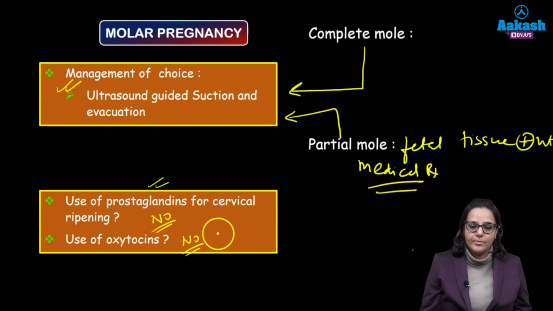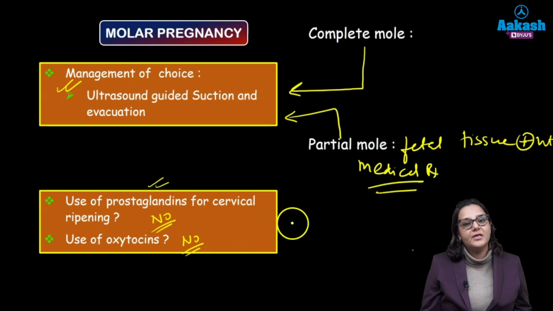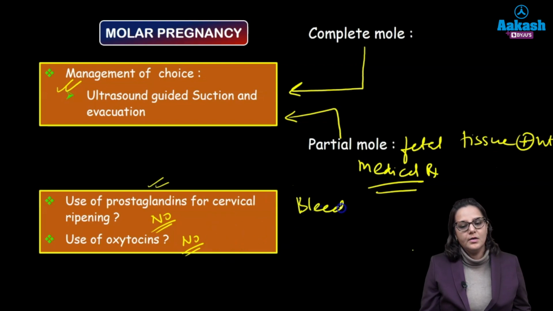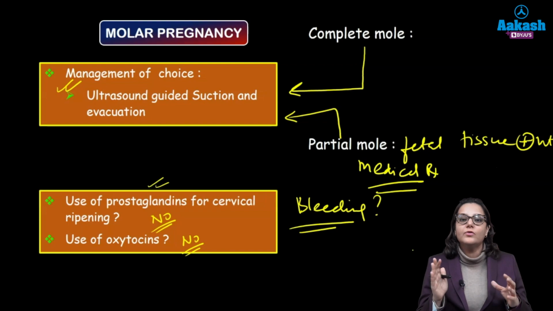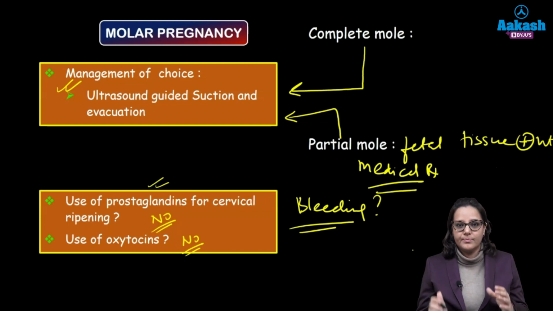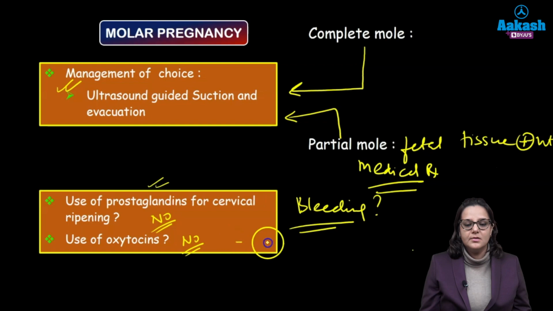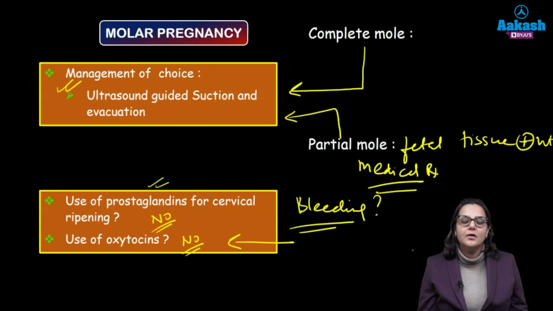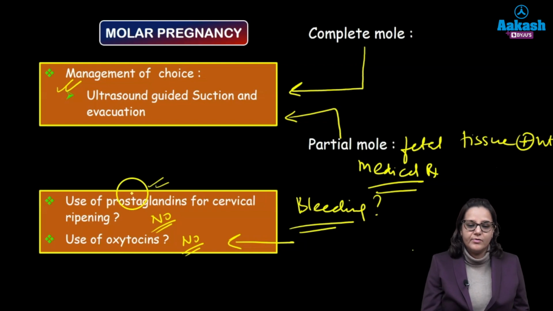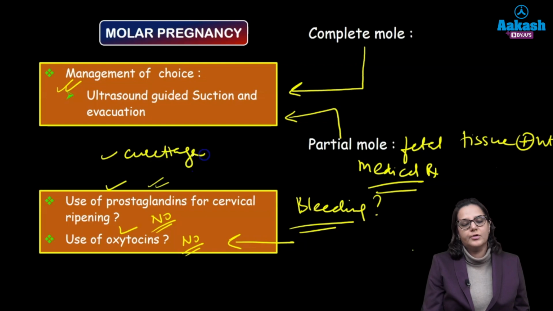But another point to remember over here is, what if the patient is bleeding? Okay, so you have done the procedure and now the patient is bleeding profusely. After you have evacuated the uterus of the molar pregnancy tissue, then you can give oxytocin. Only then you can give oxytocin, otherwise not. Alright, hope I'm clear. So in a molar pregnancy, we will not use prostaglandins, we will not use oxytocin, and we will not do curettage. Okay.